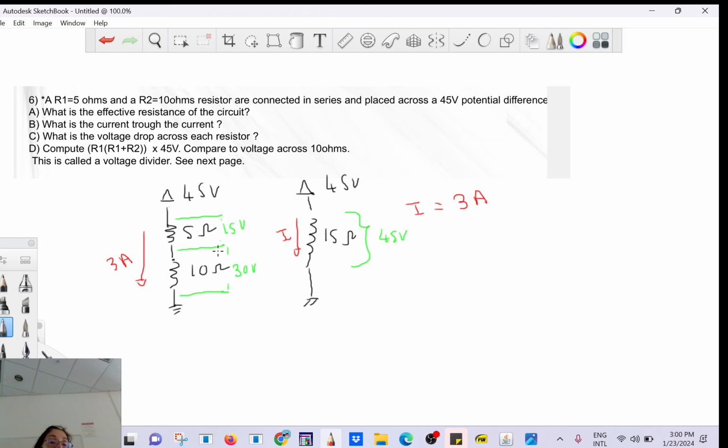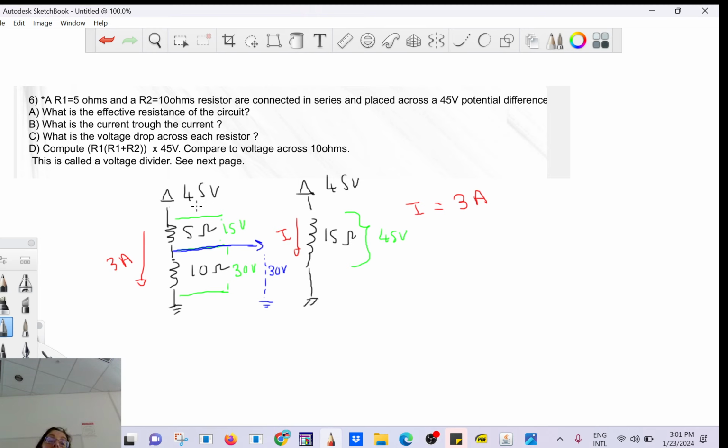This is called the voltage divider because if you measure the voltage here, okay? So now I make a connection here. What's going to be the voltage drop between here and the ground? It's going to be 30 volt. So it's going to be smaller than my 45.